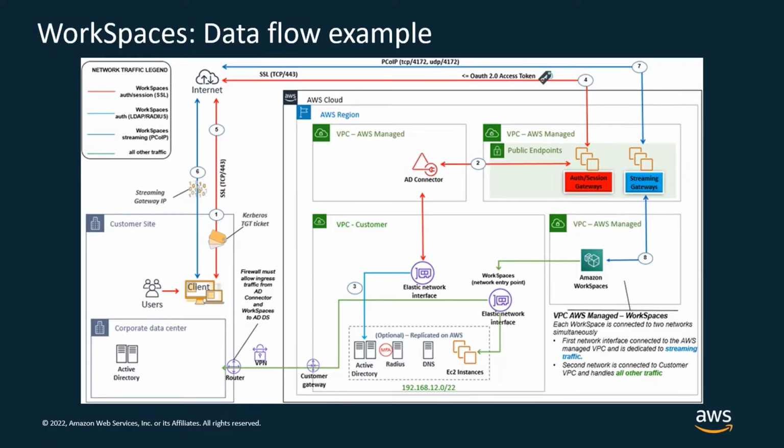So in this particular case, the customer has AD connector deployed in an AWS account. That AD connector then has an elastic network interface that allows it to interact with the customer's domain controllers. And in the bottom, you will see that Active Directory can be replicated on AWS.